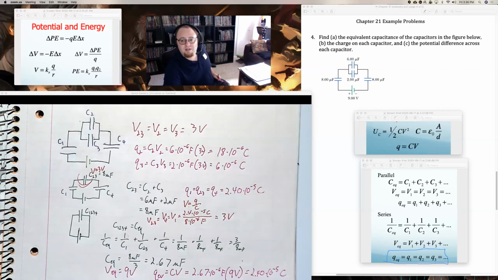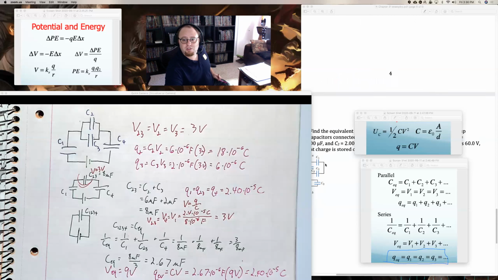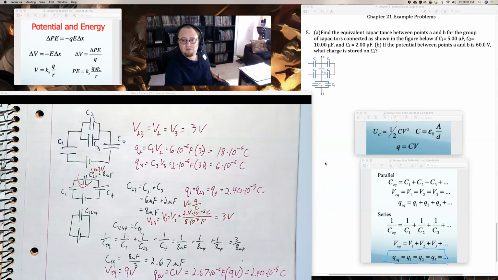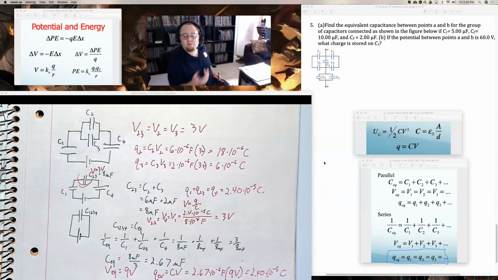Okay, the next one is basically the same thing, but more complicated. It says, hey, look at this complicated mess. Find the equivalent capacitance. Let's pretend it was hooked up to a battery. If it was hooked up to a battery, what's the voltage and charge on each one? And it'll be the same thing. You'll work your way down the sheet, then work your way back up.